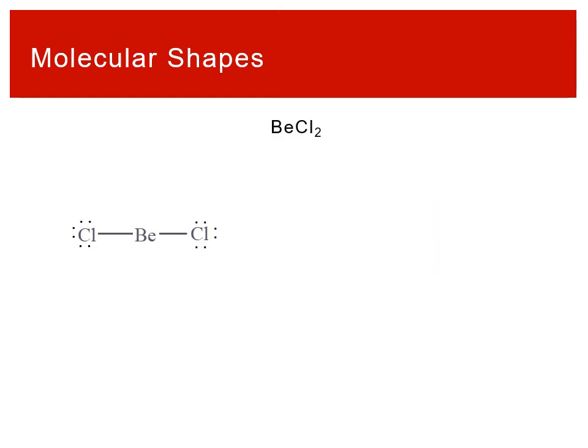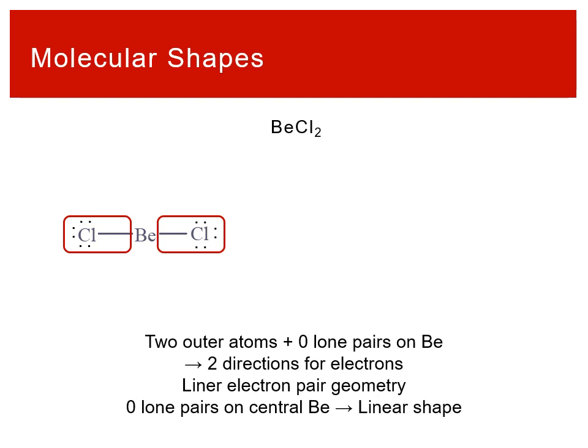Beryllium dichloride. That beryllium does not follow the octet rule. It only has 4 electrons in its valence, which is expected for a beryllium atom. When we figure out the shape of the molecule, we look at the beryllium. How many outer atoms is it bonded to? 2. How many lone pairs does it have? 0. So that means this is going to have a linear electron pair geometry and a linear shape, which beryllium dichloride as a molecule does.